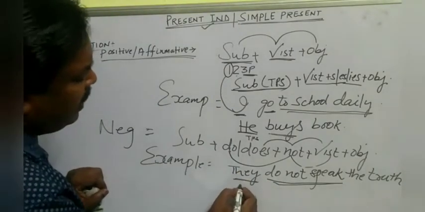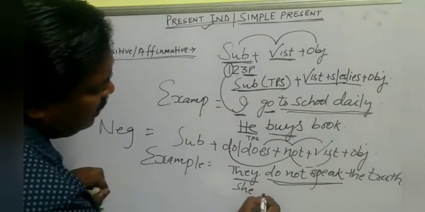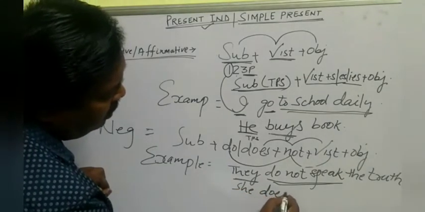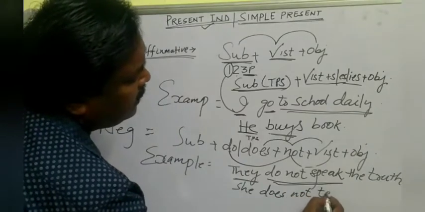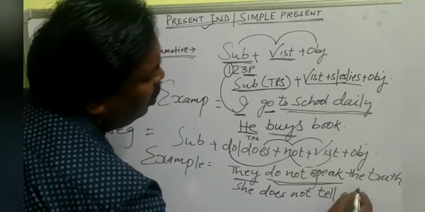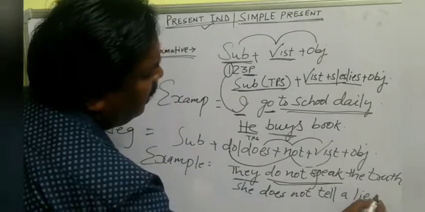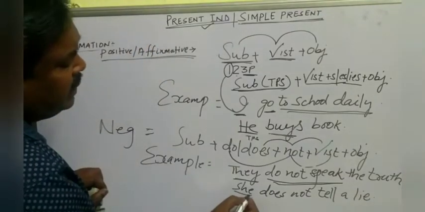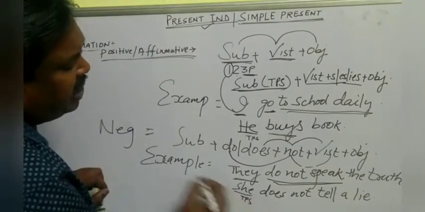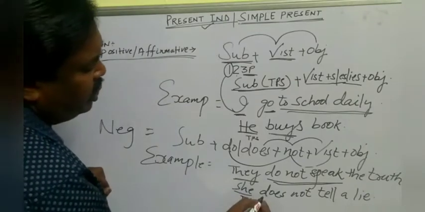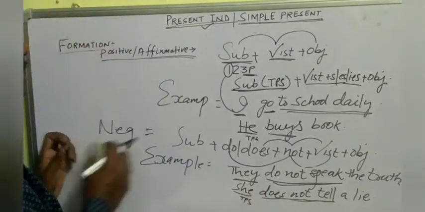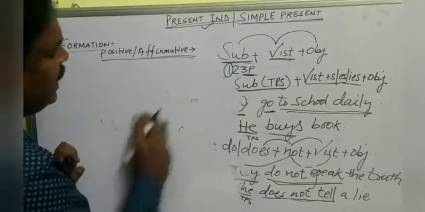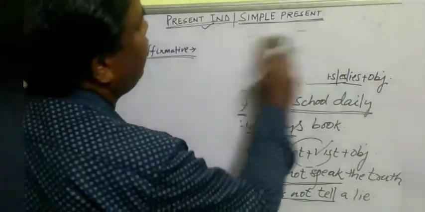One more example. She does not tell a lie. She does not tell a lie. Here the subject is TPS, means third person singular number. So we used does not plus first form of verb. Is it clear? Next we shall see interrogative sentences.